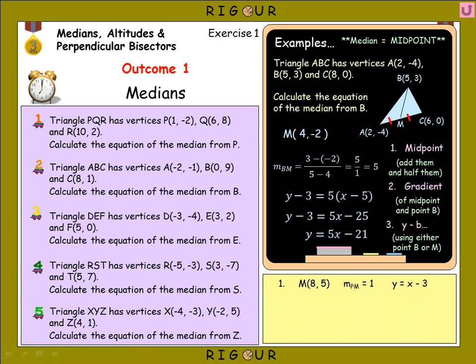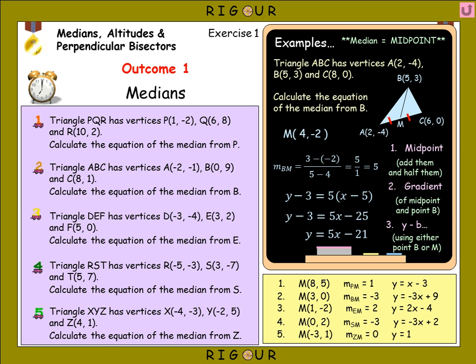So number 1 is an equation of y equals x minus 3. Number 2 is an equation of y equals minus 3x plus 9. Number 3 is an equation of y equals 2x minus 4. Number 4, we've got y equals minus 3x plus 2. And the last one, we've got an equation of y equals 1. And you can see the breakdown of the questions there to see where you would go wrong. And these are typically 3-mark questions in an examination.